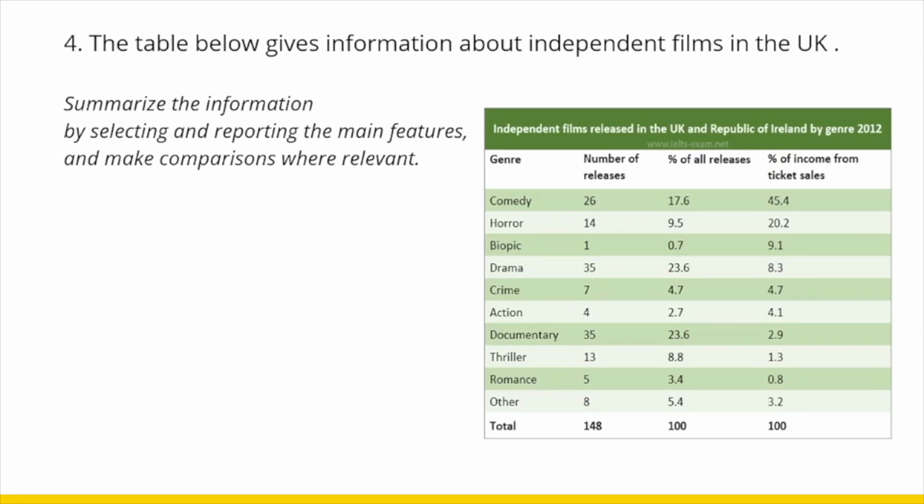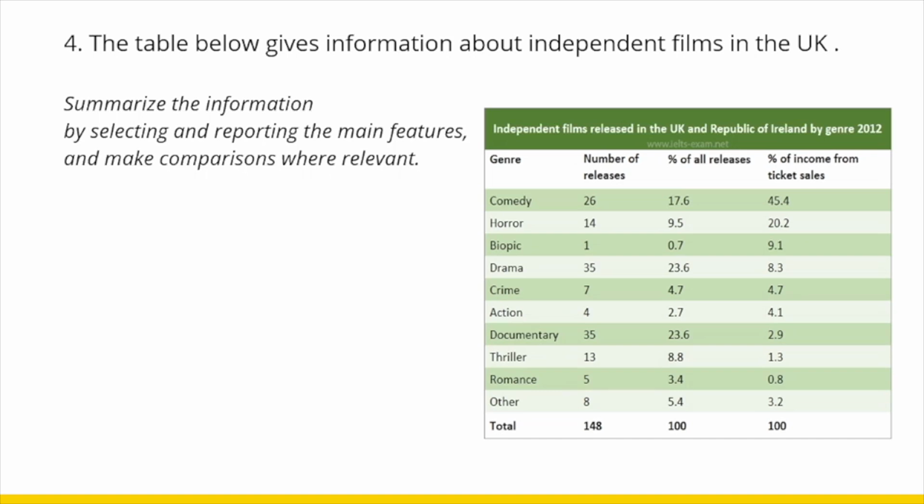And here we have our last graphic, which is a table chart. And you have to do exactly the same things that we discussed earlier, but let's review a little bit about this type of graphic. So we have our topic that states the following. The table below gives information about independent films in the UK. Make sure you read that, and then go ahead and try to identify the most important details and analyze the graphic. So here we have the title, Independent Films Released in the UK and Republic of Ireland by Genre 2012. So after reading this title, you get a little bit more information.